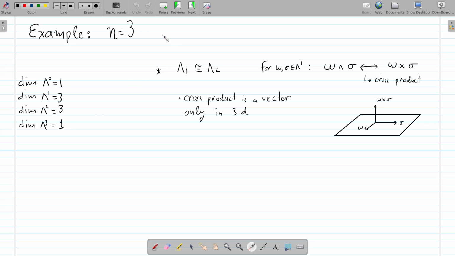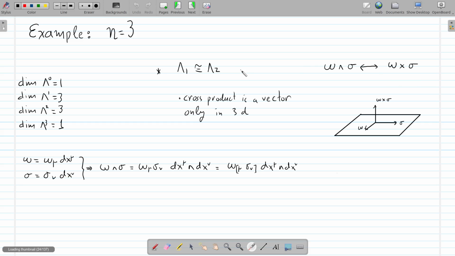So we see that in 3 dimensions, the 2-forms and the 1-forms belong to spaces that are isomorphic. And that is why we can define a cross product in 3 dimensions, and we cannot do so in higher dimensions. So let's see why this is true.